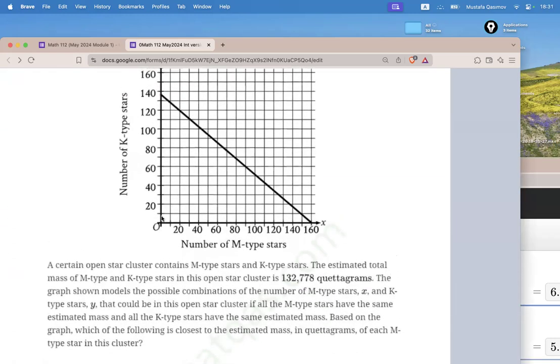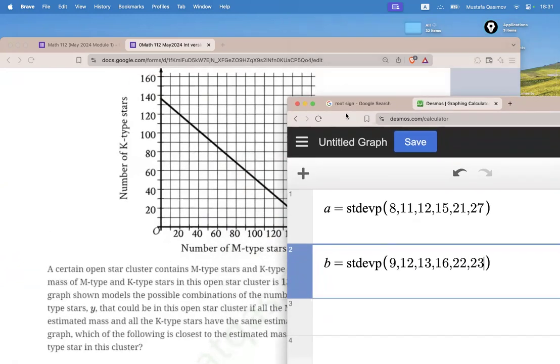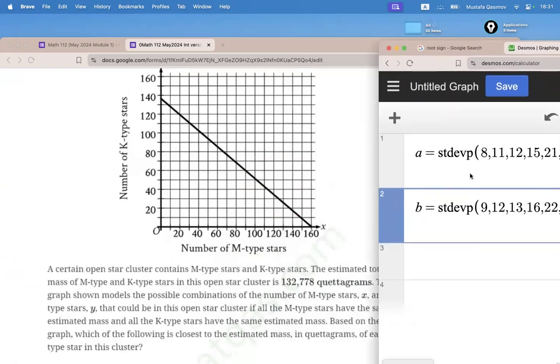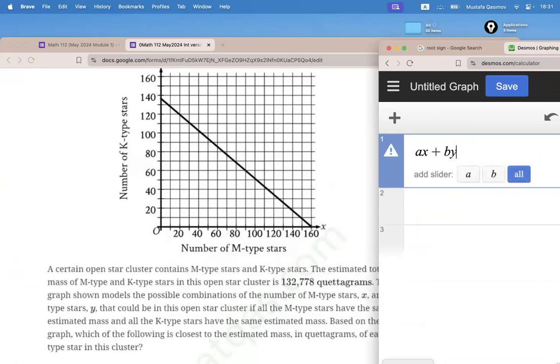12. For 12, when you have a decreasing line like that, you have to use ax plus by automatically. You don't need to read here. First, always write ax plus by is equal to c. This c represents the total amount. And the total amount is given in this text, not in the graph. c is equal to 132,778.